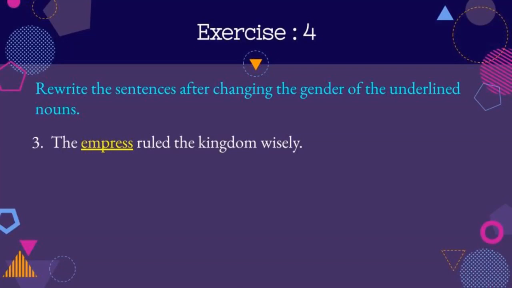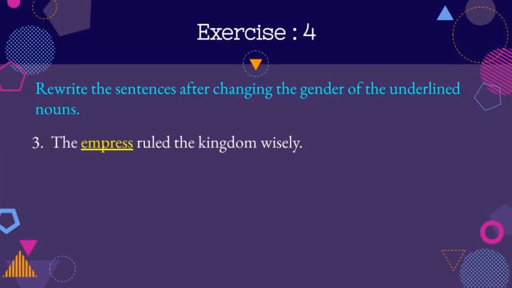In the third sentence, they have underlined just one noun, that is empress. Empress is a female person. It means queen. Then what about the opposite gender of empress? Yes, the opposite gender of empress is emperor. It means king. What is the opposite gender of empress?